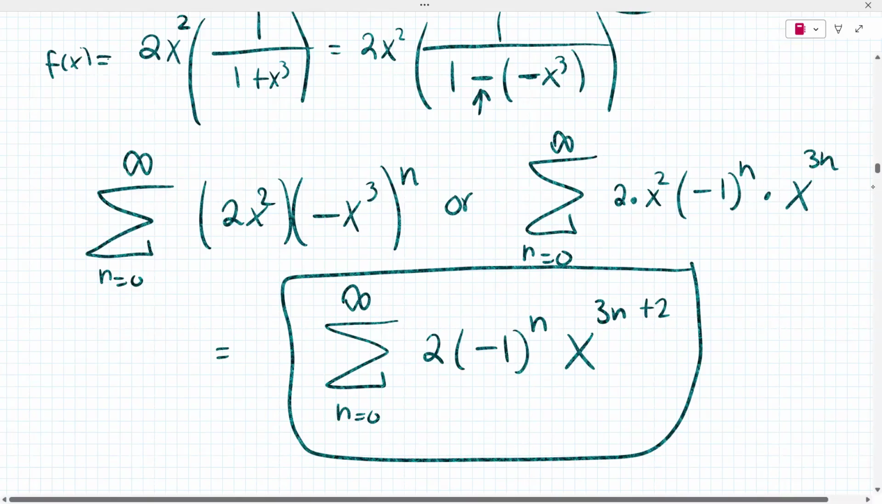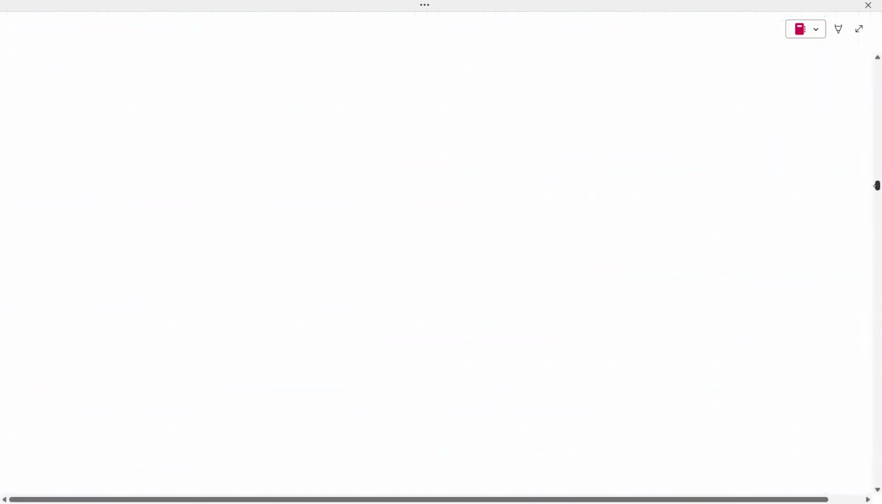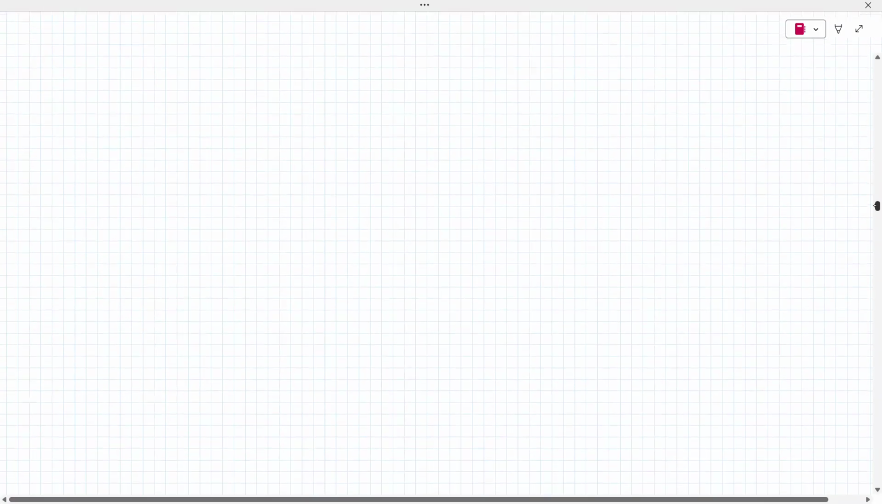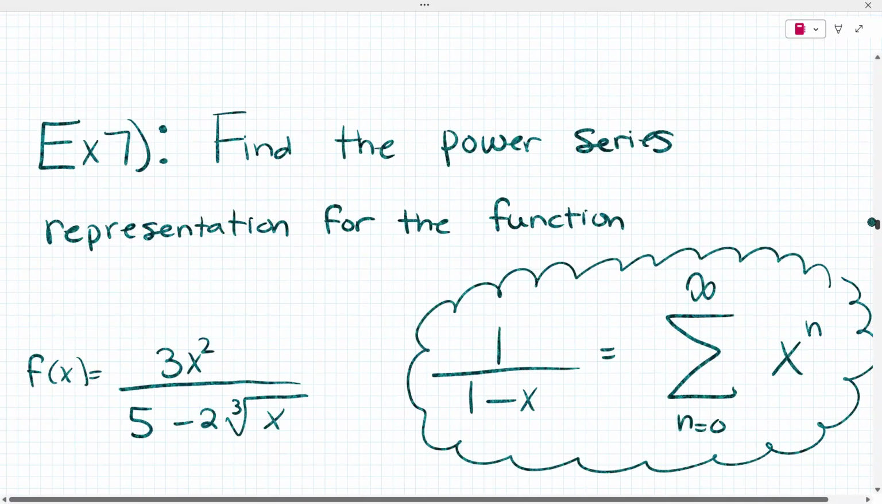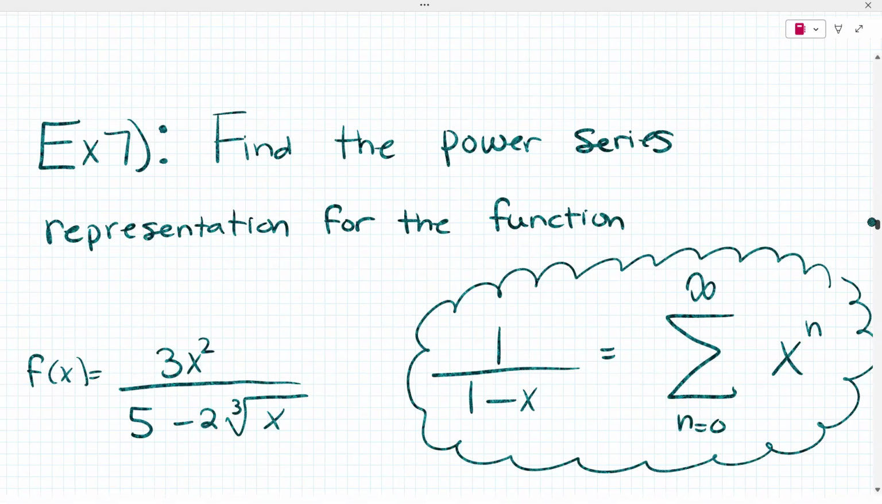Okay, let's move on to example 7. Example 7 says find the power series representation for the function, and then I use this definition to help us. So we have f of x equals 3x squared over 5 minus 2 cube root of x. Lots going on. Let's start with the 1.